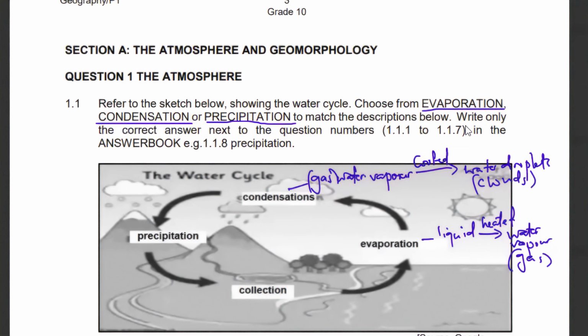Then precipitation. When we're talking of precipitation, we are looking at any form of moisture that reaches the ground surface from the atmosphere. There are different types of precipitation, mainly rain. It can be snow, it can be hail. Those are forms of precipitation. So we're going to use those three, evaporation, condensation and precipitation, to answer the questions.